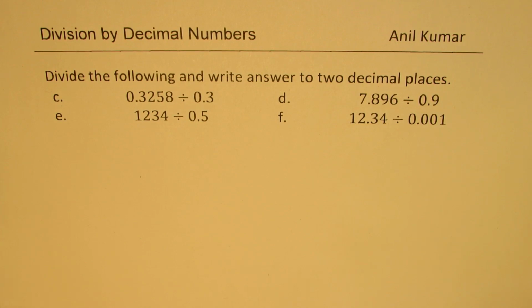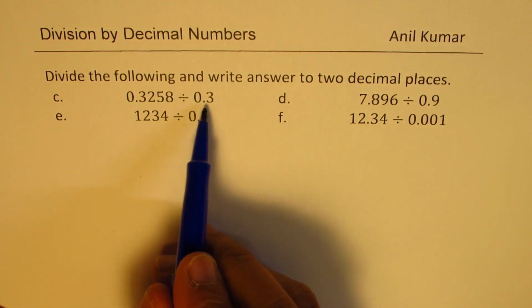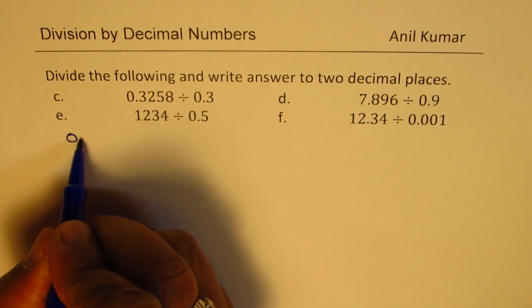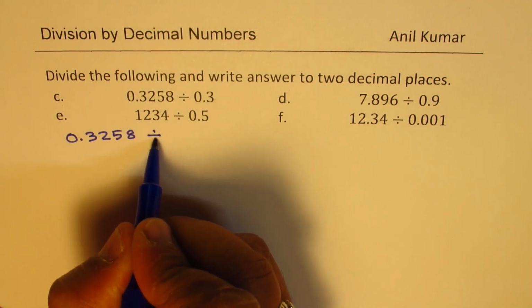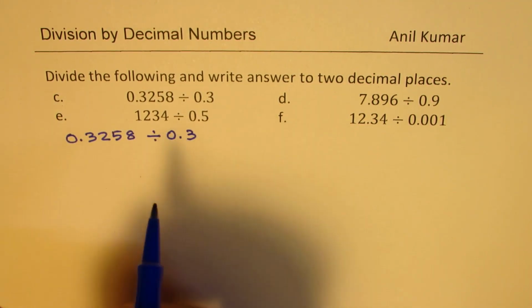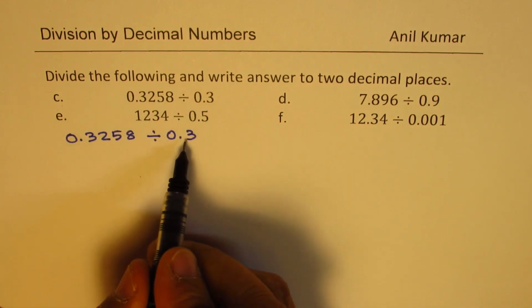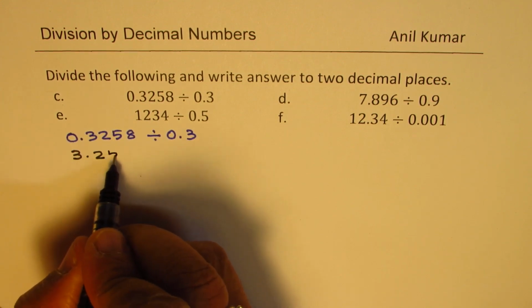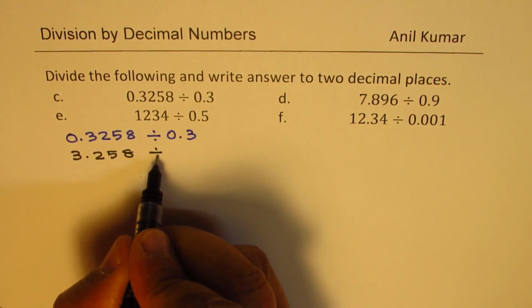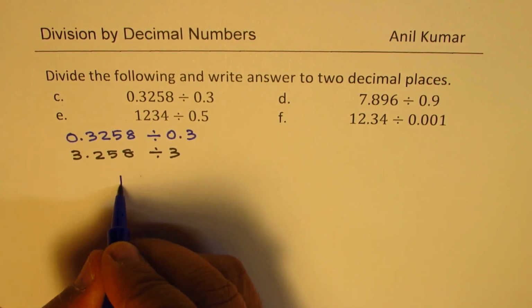This time we are going to divide 0.3258 by 0.3, right? So we are going to divide 0.3258 by 0.3. We want to reduce this to a whole number, right? So we'll multiply both by 10. So we get this as 3.258 divided by 3. Is that clear to you? So that is the basic step. Now we should do the long division, right?